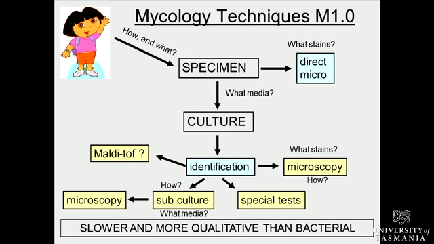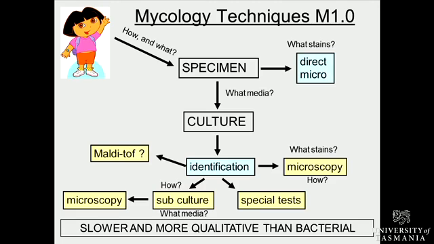We do direct microscopy, but not a Gram stain. So in bacteriology, swab comes in, microscopy direct on the specimen, a Gram stain. With mycology, it's not. Depending on the kind of specimen and what the disease is, it would normally be a lactophenol cotton blue preparation.